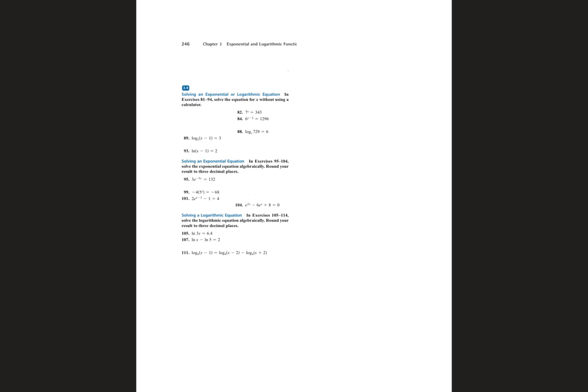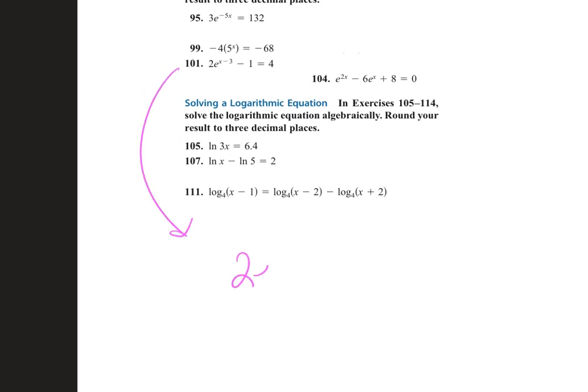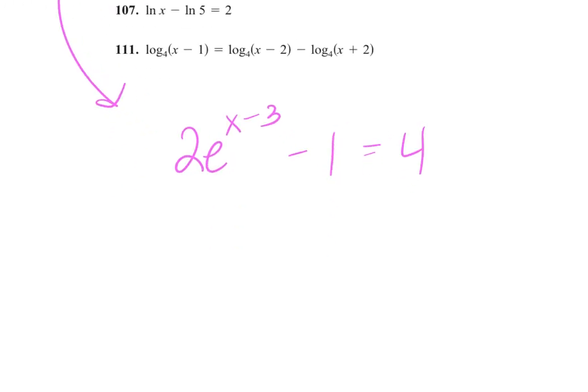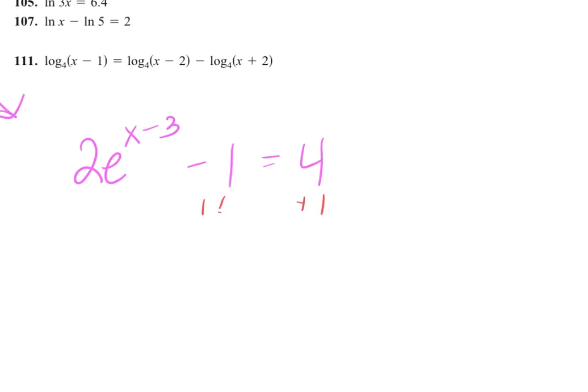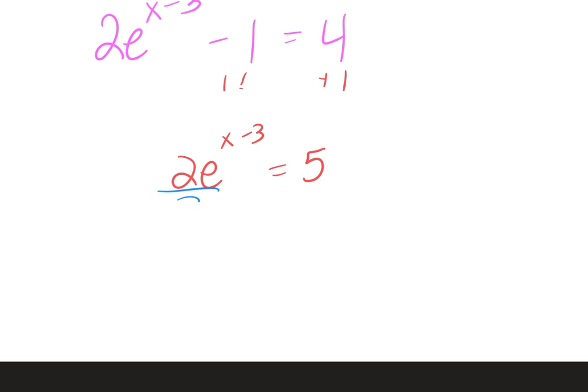Could you do 101? Okay, first of all, calculator part, because it's got the e, right? I know it's exponential, and I know I'll never be able to change another base to be e. So I know I'm going to have to bring in the ln at some point in this one, but I have to isolate the e first. So I'm going to add the 1. I get 2 times e to the x minus 3 equals 5. Then I want to divide both sides by 2, because I want to isolate that e. e to the x minus 3 equals, and I'm going to keep it as 5 halves.